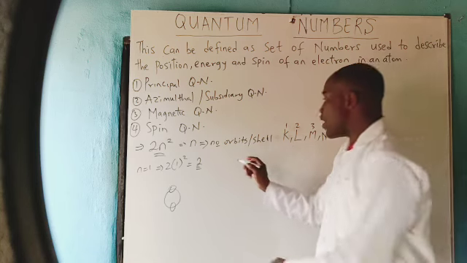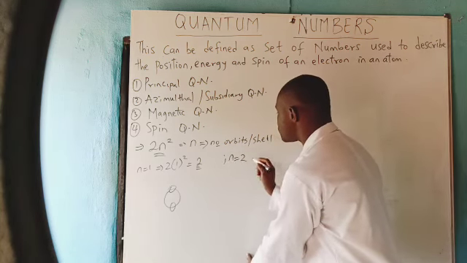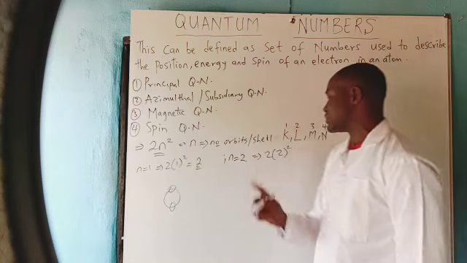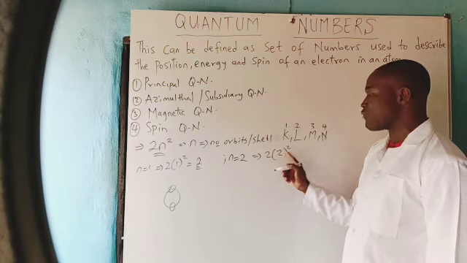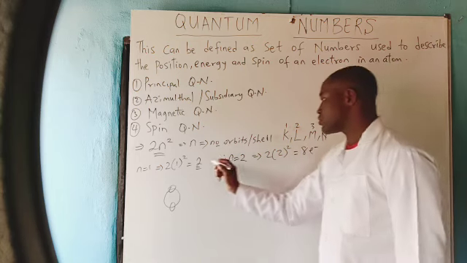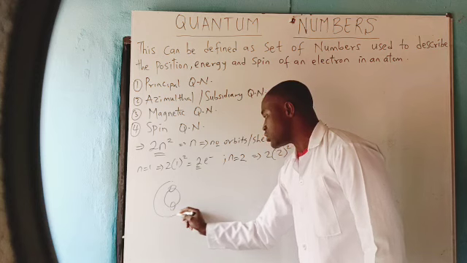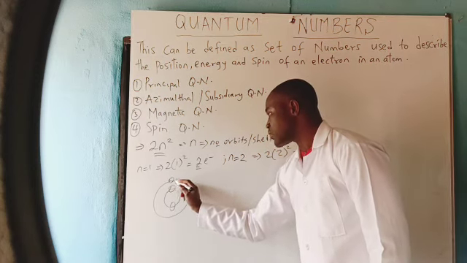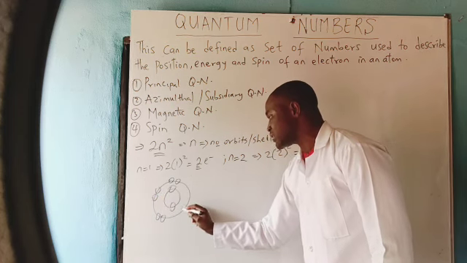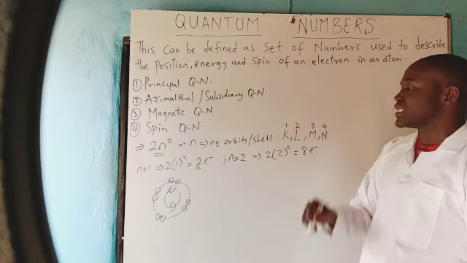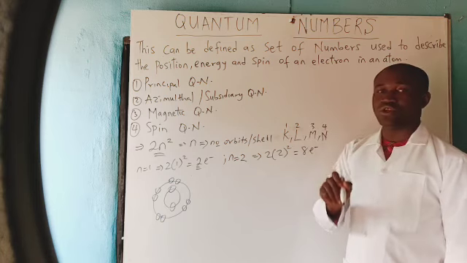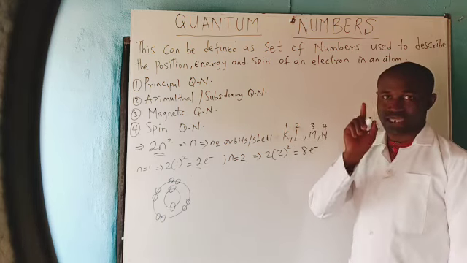Okay? Then, when n is equal to 2, we say 2 bracket 2 raised to the power of 2. The 2 inside the bracket is the number of orbits or shell. That will give you 8 electrons. And so the second shell should have 8 electrons. Do you notice that the number of electrons increases as the value of n increases? Yes. That is why we say that once the value of n increases, the maximum of electron in the shell must increase.